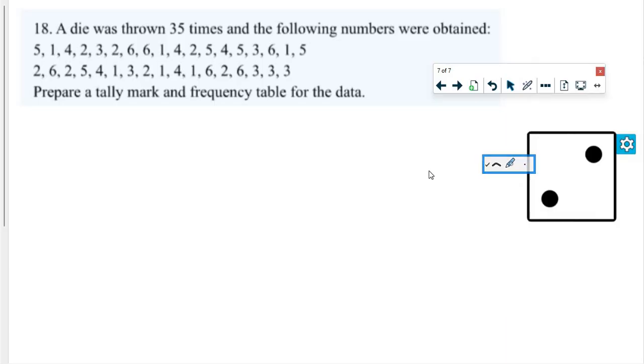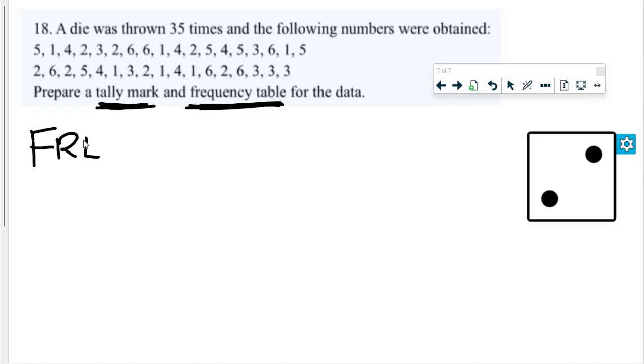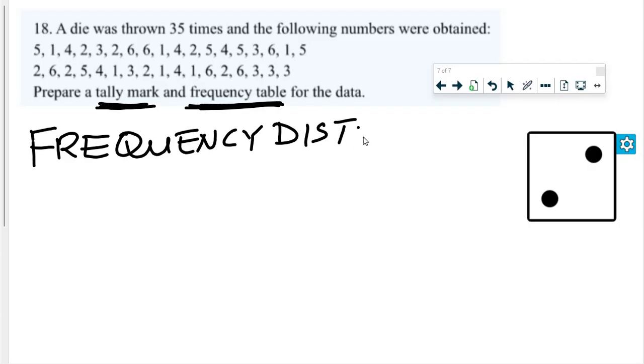Now, what is the question? Can you prepare a tally mark? A tally mark, in other words, is known as a frequency distribution table. So here you write a frequency distribution table.